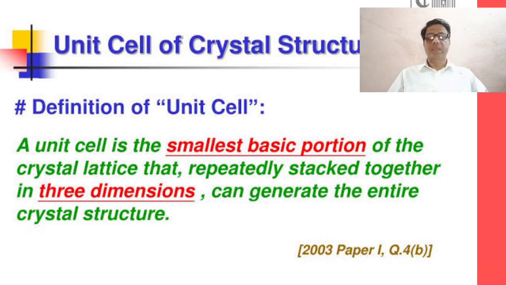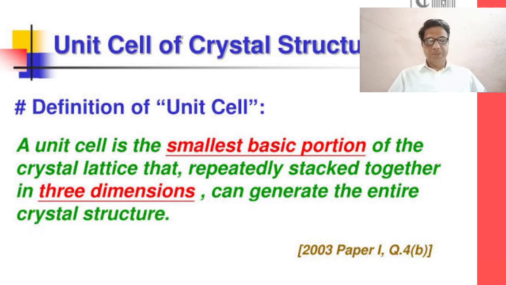So starting with unit cell. Simply there are two definitions, the same definition, and the meaning is the same. First one, it is the smallest basic portion of the crystal lattice that is repeatedly stacked together in 3D, which can generate the entire crystal structure. याचा meaning जर आपण पाहिला तर, स्मॉलेस्ट बेसिक पोर्शन जो असतो की ज्याच्यापासून क्रिस्टल, म्हणजे कंपाऊंड फॉर्म झालेला असतो, तो बेसिक पोर्शन आहे.